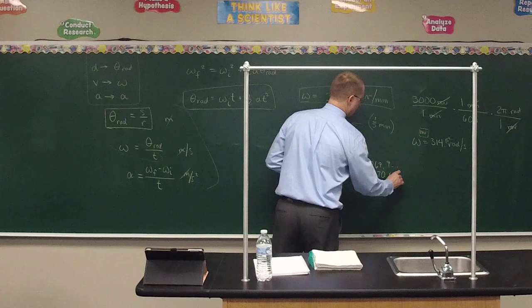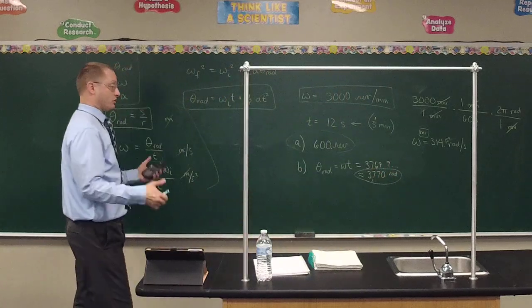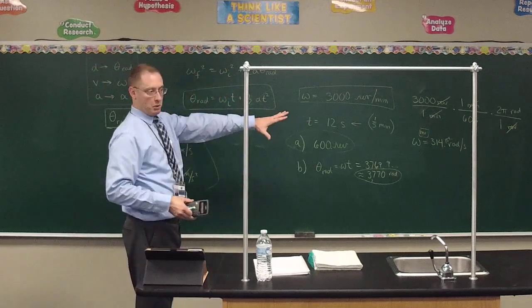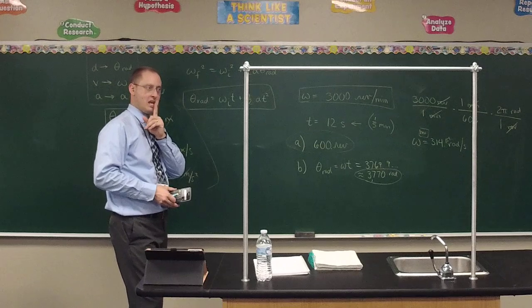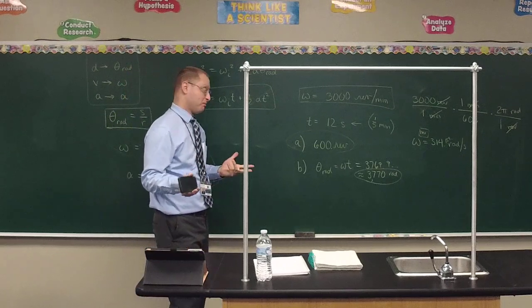3,770. And you don't have to say rad or radians. You could just say 3,770. And if you don't see a unit, it's presumed to be radians when you're dealing with an angle. This is one way to approach it. There is another way, perhaps an easier way, that doesn't even require a formula, just a fact.